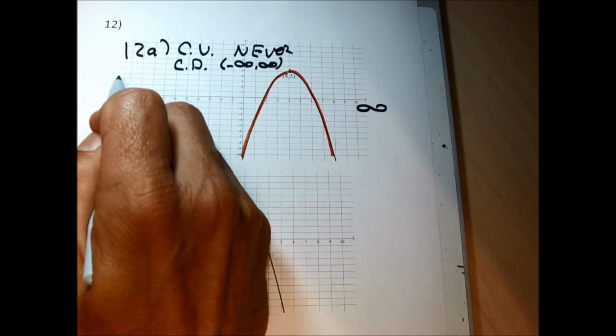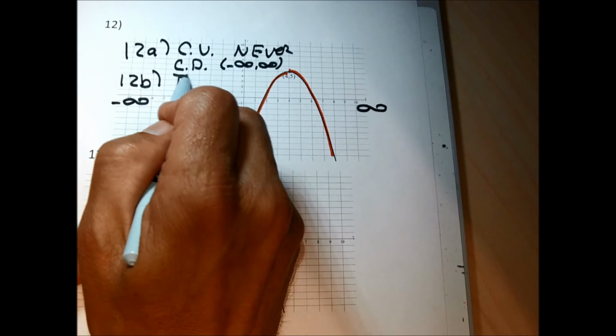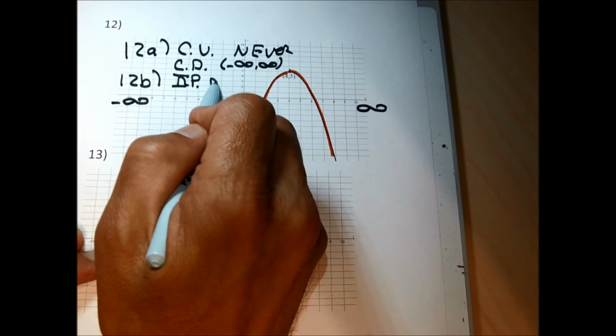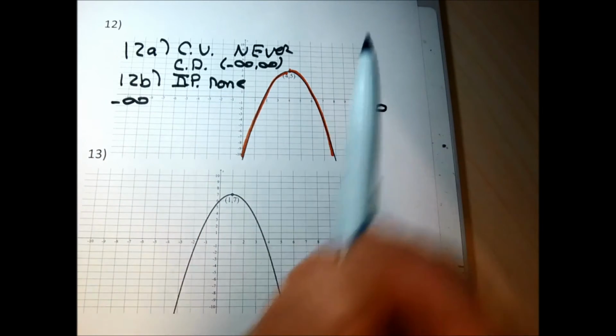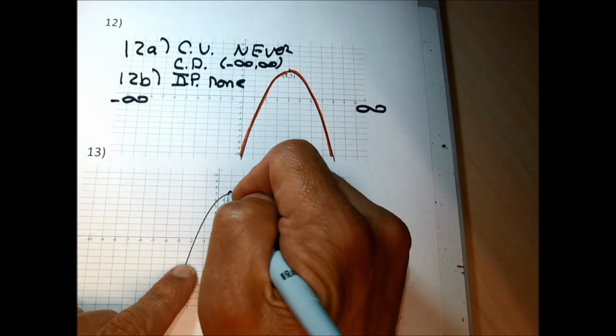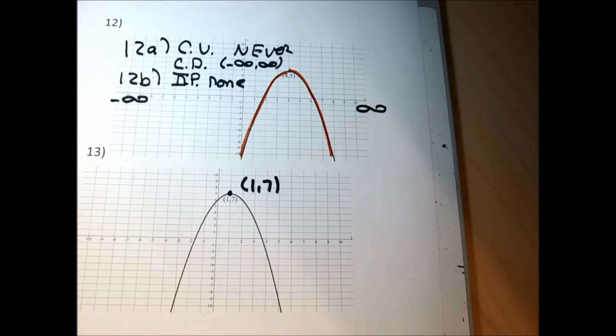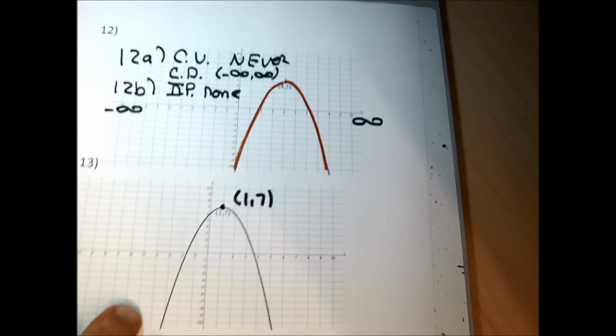And because it doesn't change concavity, when I go to do 12b, for inflection point, there won't be an inflection point. So 13 should be the same. Again, you don't really need this point in the answer, but the vertex is 1, 7, just in case it's not showing up as well as I'd like it to show up. All right, just a few more of these, and then we'll get into some calculus.